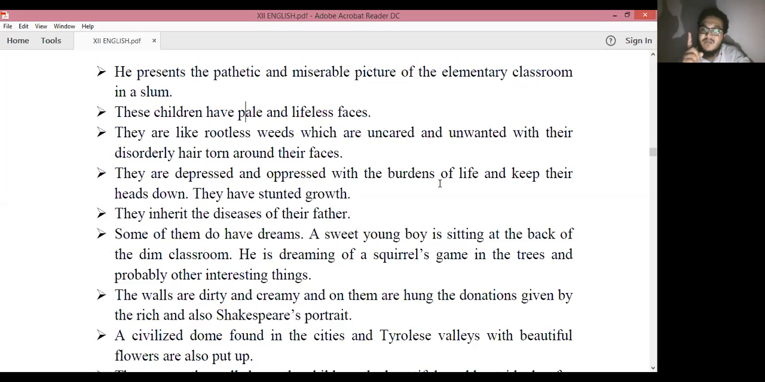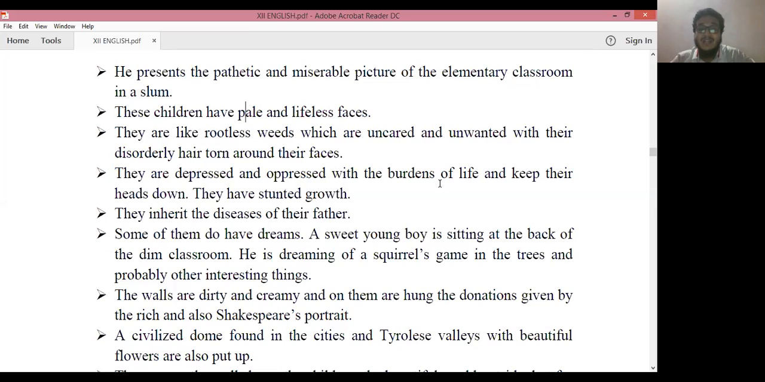Talking about the second observation, the first two lines, you remember students, were the general observation of the class, how the class students are looking. Next line, connecting to that, they are depressed and oppressed with the burden of life. It's a general condition of them, and they keep their heads down. Due to which their heads are down? Because of suppression and depression, and the burden of life.